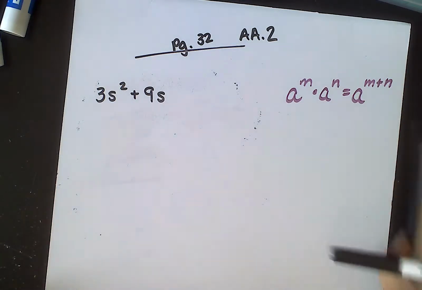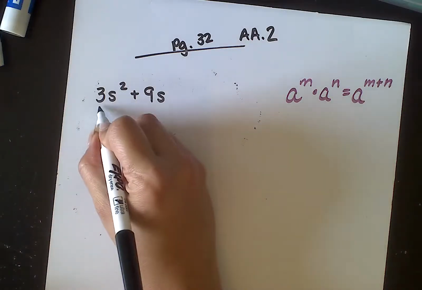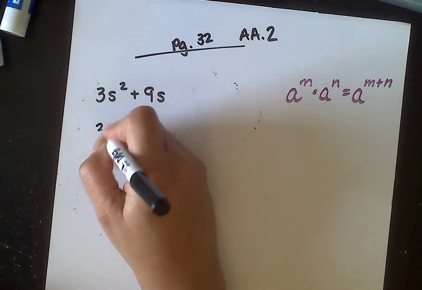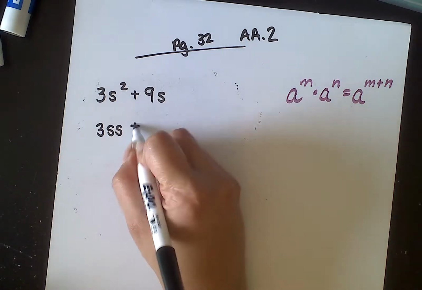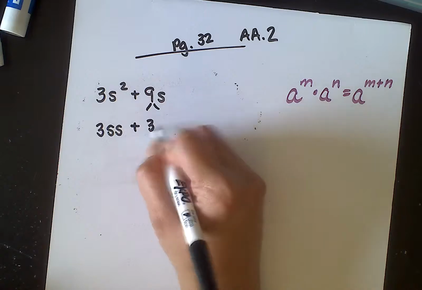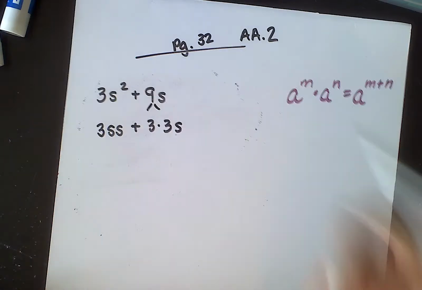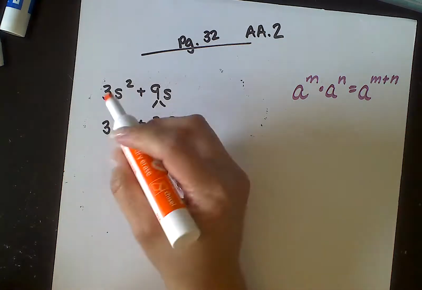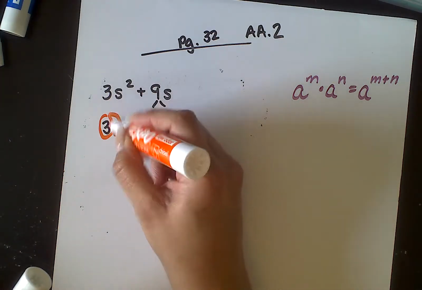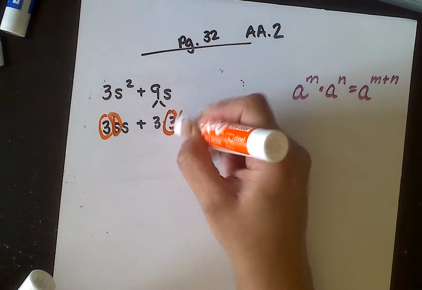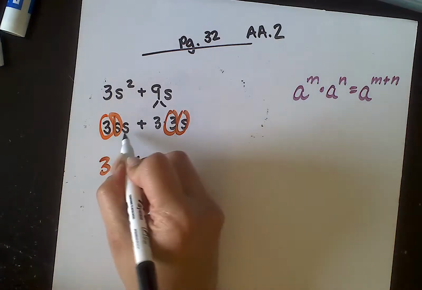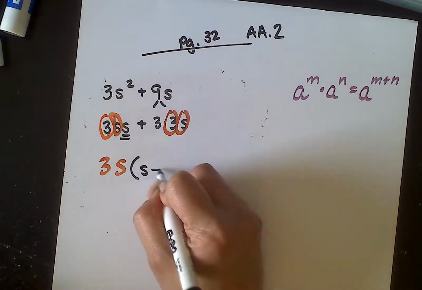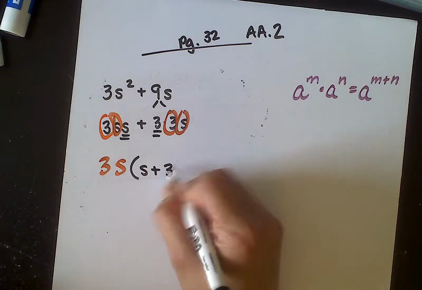Now those are S's, not 5s. Now 3 is a prime number, so I'm just going to bring down my 3 and break down my 2 S's to be S times S. Now 9 can be broken down into 3 times 3, and there's just 1 S here. So obviously my GCF will be 3S.